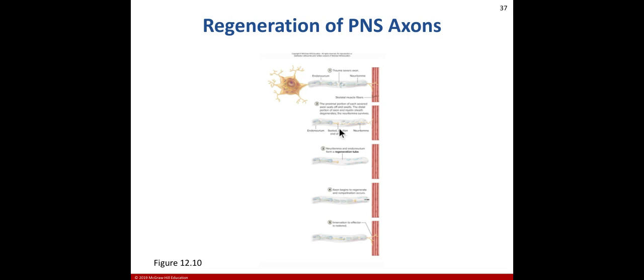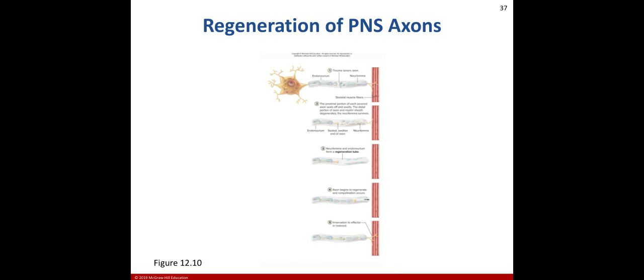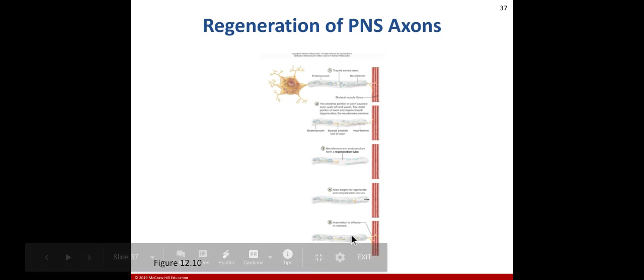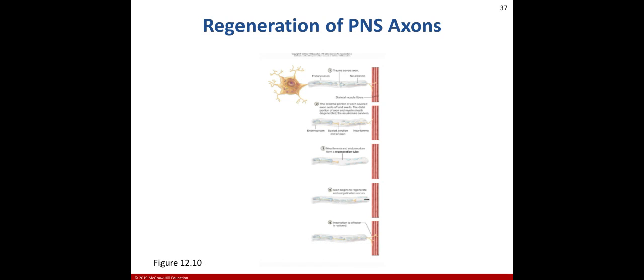We will then make a regeneration tube in which we are able to then regenerate with our growth factors, where we're making that axon grow, and then we are going to innervate that same place, that same effector or sensory, whatever it was. We innervate that same thing, and now we've regenerated this nerve.